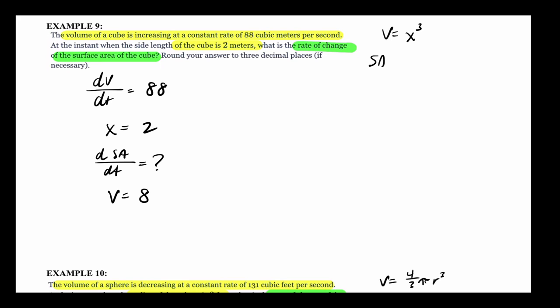Surface area of a cube is just the area of all of the outsides, all of the faces. How many faces does a cube have? 6 faces. How do I find the area of each face? Just take side times side. If I want to find the area of the front face, take the length times the width. They happen to be the same, right? Then I add up all of them. So x squared, how many faces do I have? 6. 6x squared.